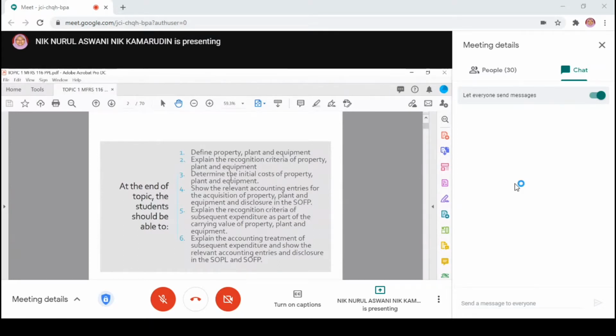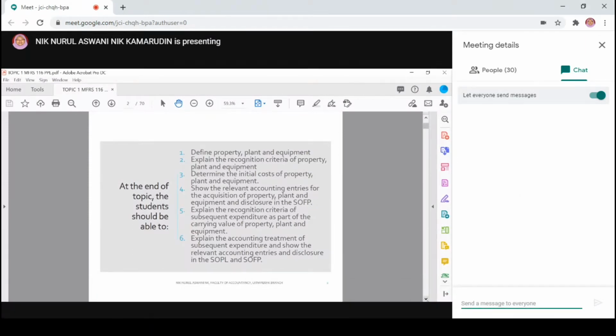And then number 4, to show the relevant accounting entries for the acquisition of property, plant and equipment and disclosure in the statement of financial position. So for today, we are going to look at these first 4 and we're going to leave the rest for the following weeks. All right, so let's look at the next slide.